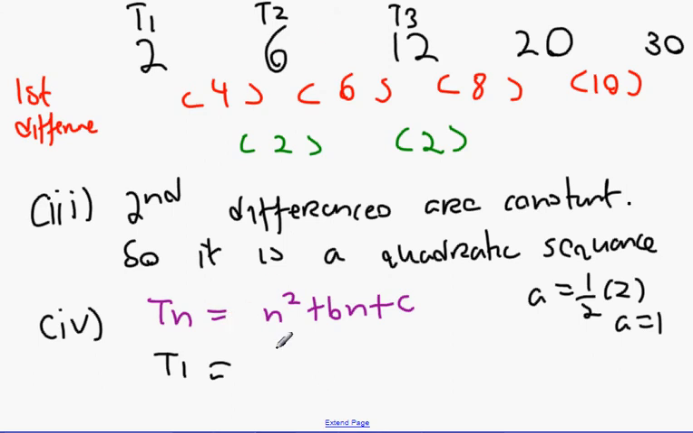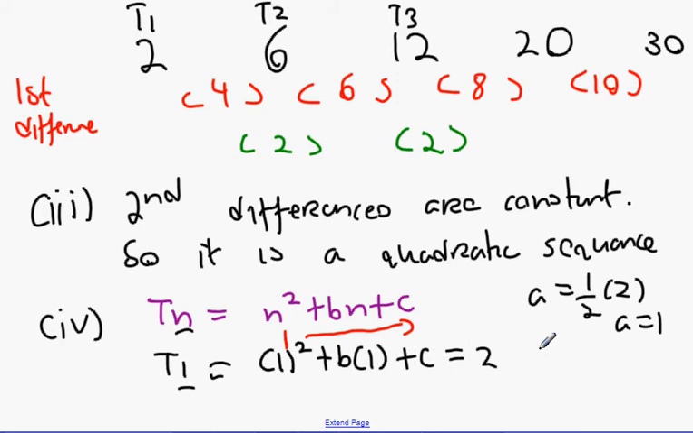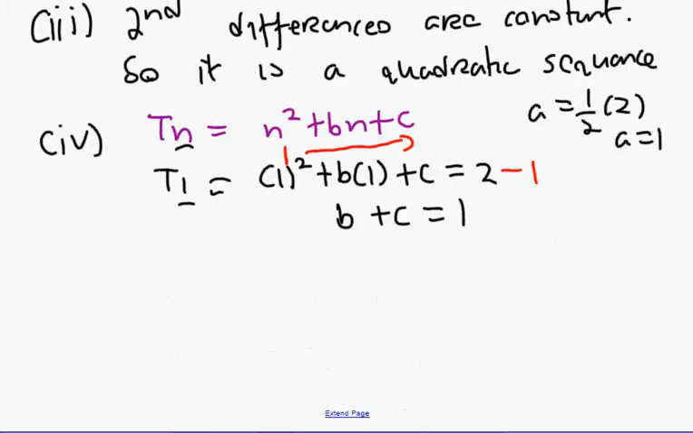Now, I have to plug in 1 into all these, because n gets replaced with 1. 1 squared plus B times 1 plus C, all of that equals 2. 1 squared is the number 1. Bring the number 1 over to your side and it becomes minus 1. Therefore, B times 1 is B. B plus C equals 1. That's our first equation. B plus C equals 1. Next we've got to do T2.